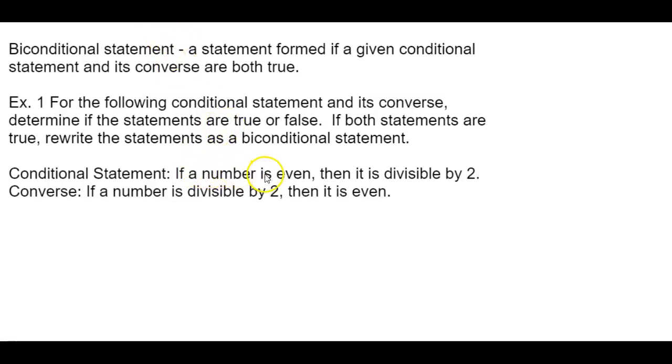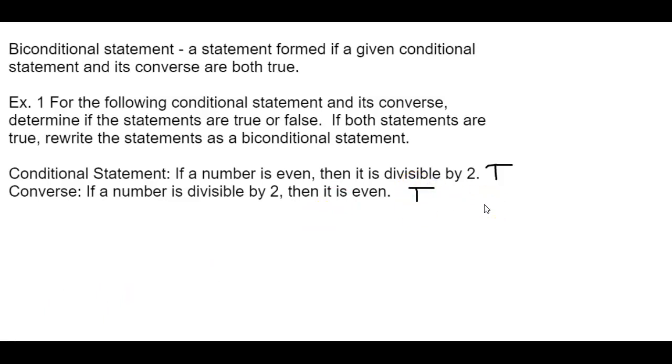So if a number is even, then it is divisible by 2. Well, even numbers are, by definition, numbers divisible by 2. We have 2, 4, 6, 8, 10, and we can keep going up by 2. Every single one of them is divisible by 2. The converse, if a number is divisible by 2, then it is even. That's also true. If you can divide a number by 2, it's got to be an even number. If it was an odd number, you'd end up with a decimal. So this is also true.